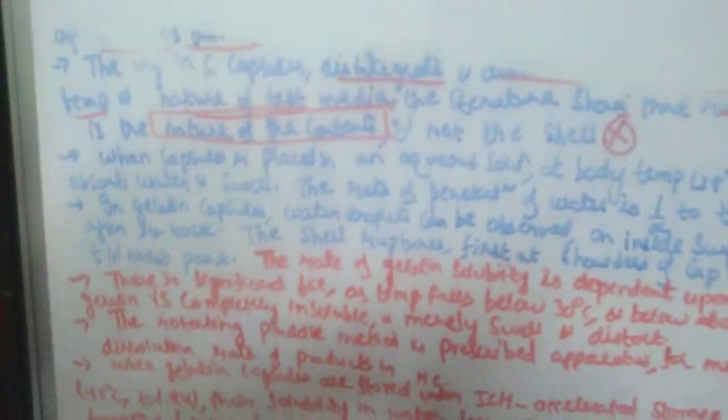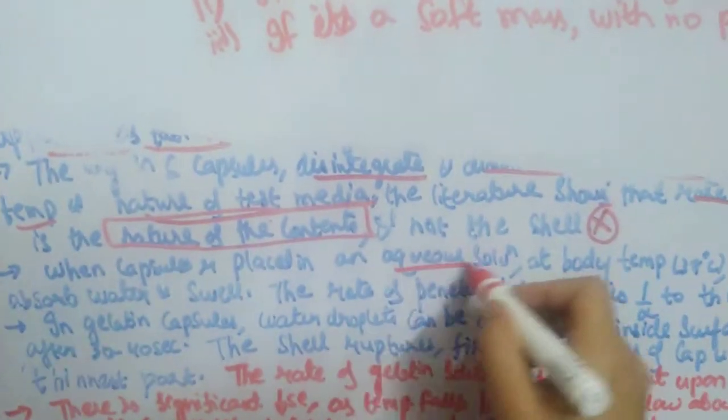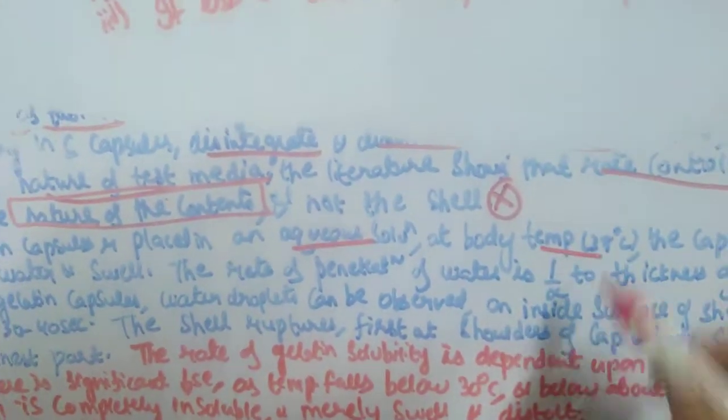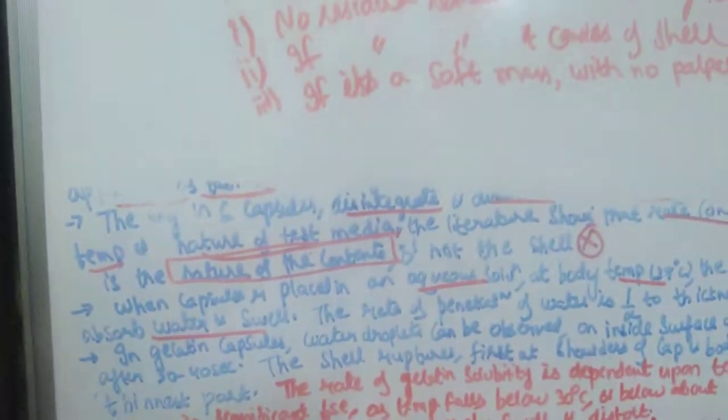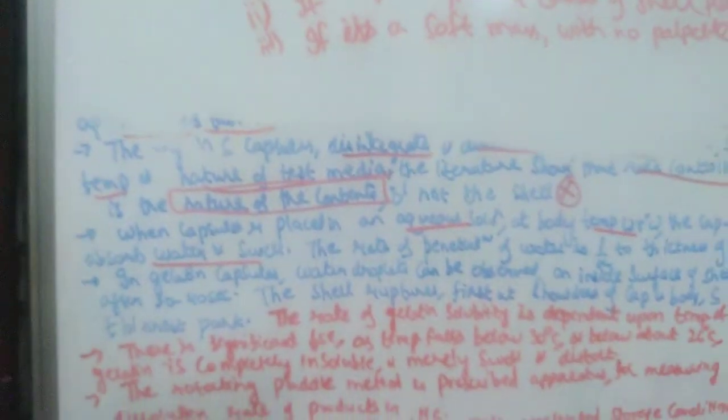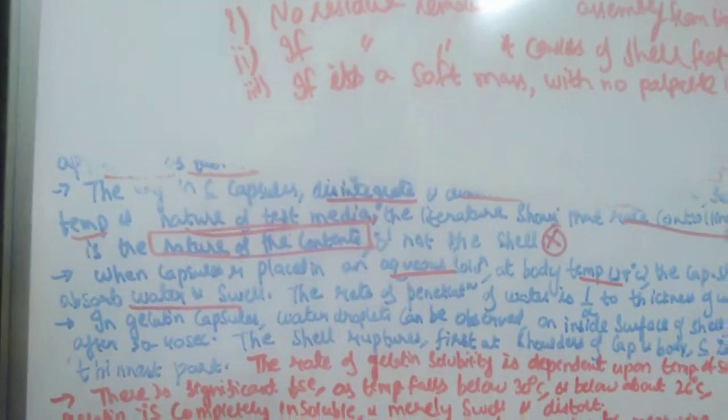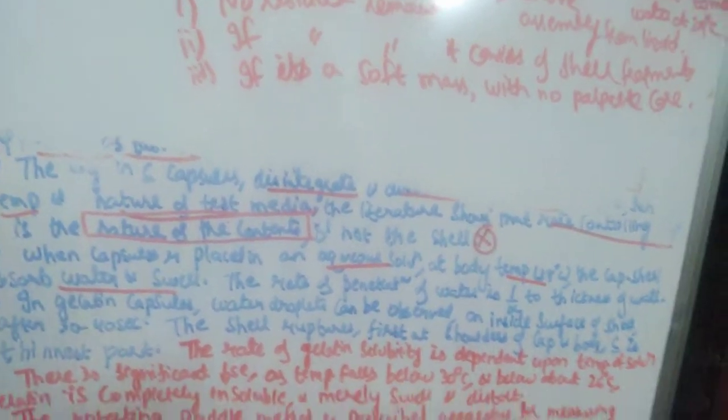Now we have to discuss your dissolution test. Coming to the dissolution test, when capsules are placed in an aqueous solution at body temperature, that is 37 degrees centigrade, the capsule shell will absorb water and swell. This is the basic mechanism through which dissolution occurs. Then the contents will come out. That is the dissolution mechanism.